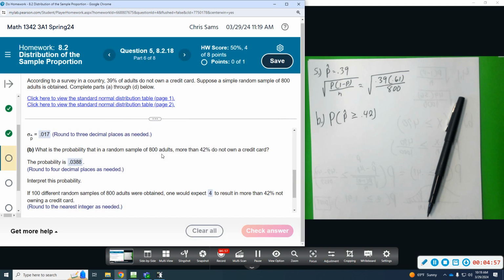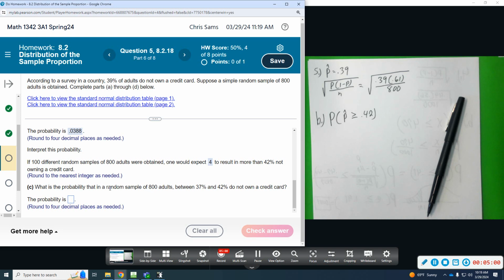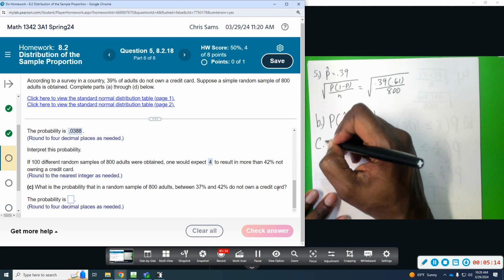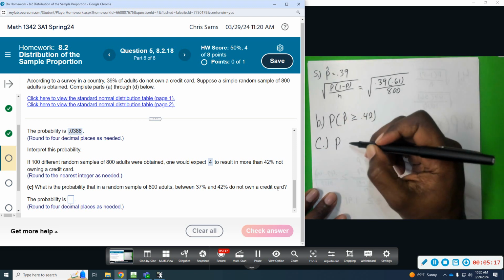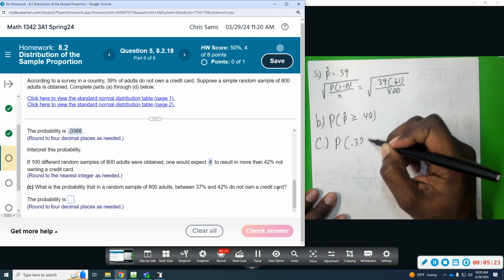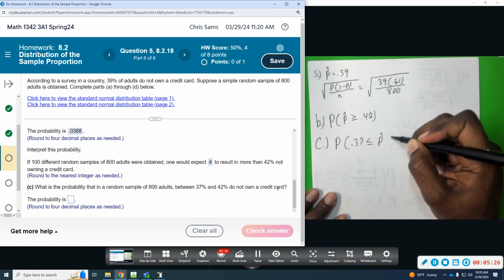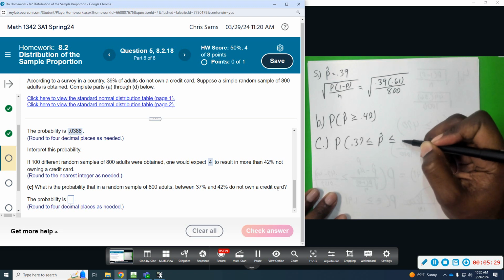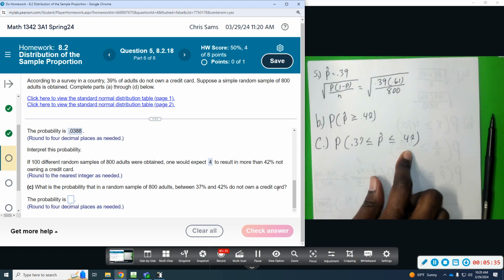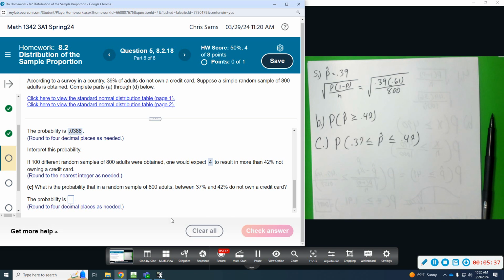And then part C. What's the probability that between 37% and 42% do not own a credit card? This time we have a two-sided setup. We're saying the probability that 0.37 is less than or equal to this P hat value, which is less than or equal to 0.42. We could set up the z-score, but we're going to let StatCrunch complete that part for us as well.